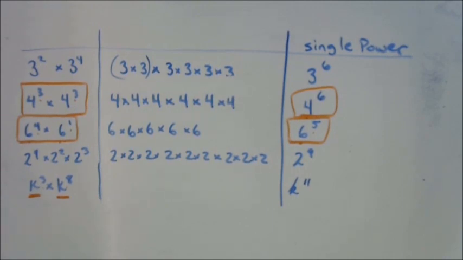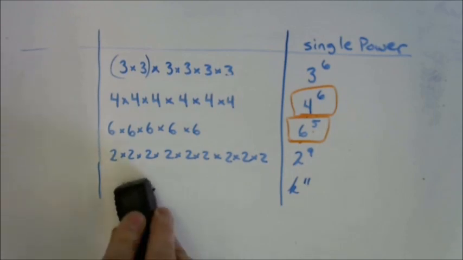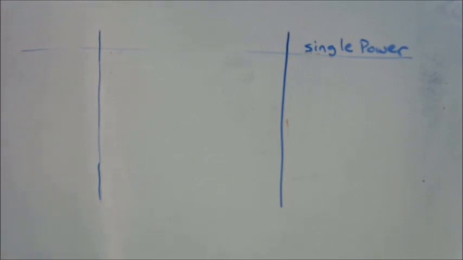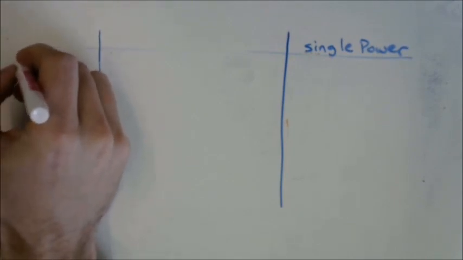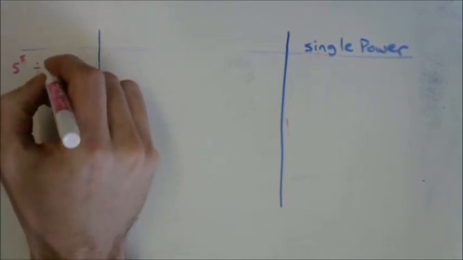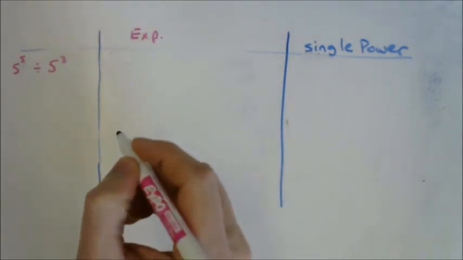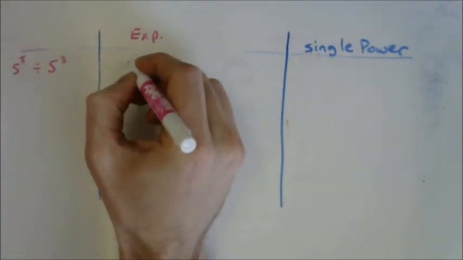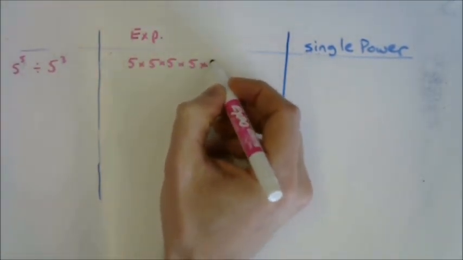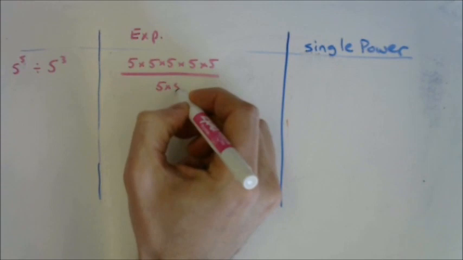But go ahead and look down at your next box, investigation B. This is talking about the quotient of powers. And we have the exact same little chart going on. This one's going to take up a little bit more space, because this time we're dividing. So our first example is 5 to the power of 5 divided by 5 to the power of 3. And in expanded form, that's going to look like this. In our numerator, we have 5 factors of 5. 5 times 5 times 5 times 5 times 5. And then in our denominator, we have 3 factors of 5.